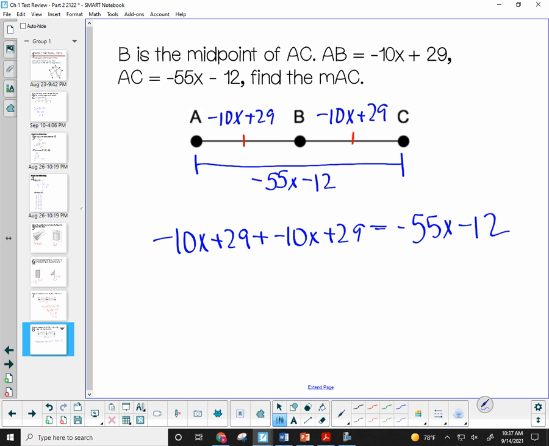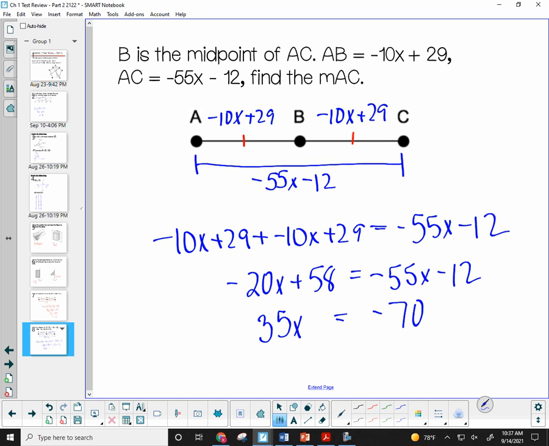All right, so if I combine my like terms, I have negative 20x plus 58 equals, I still have my negative 55x minus 12. If I add 55x to both sides, I'm going to get 35x. Subtract 58 from both sides, I get negative 70. Divide by 35, I get x equals negative 2.